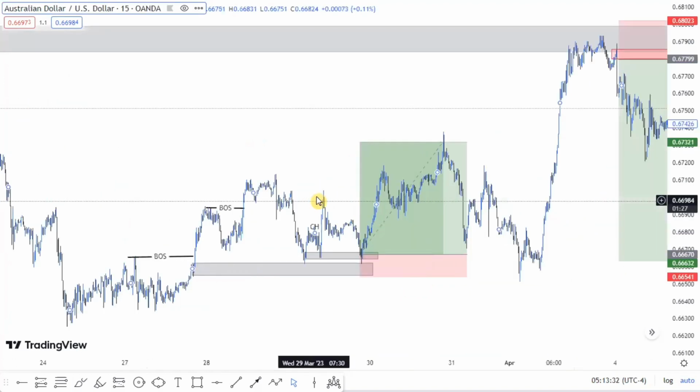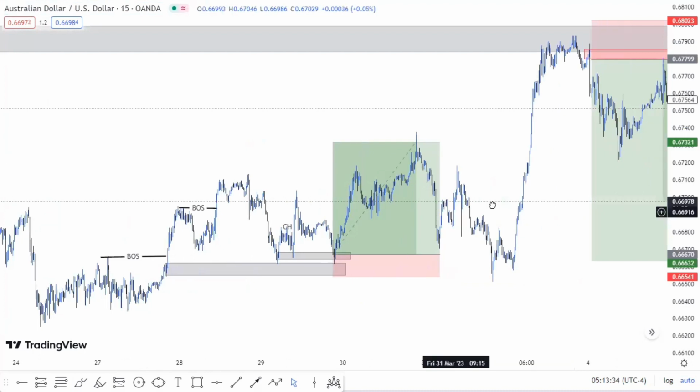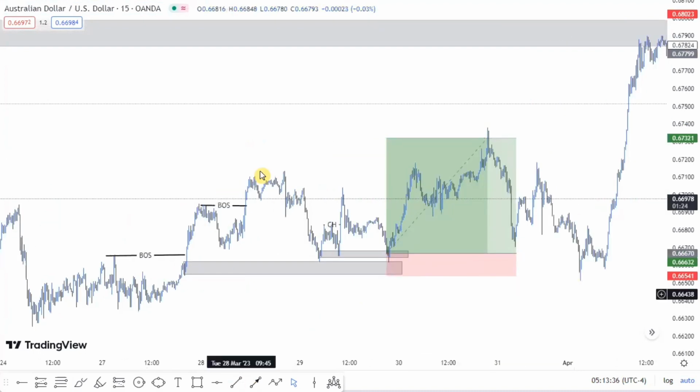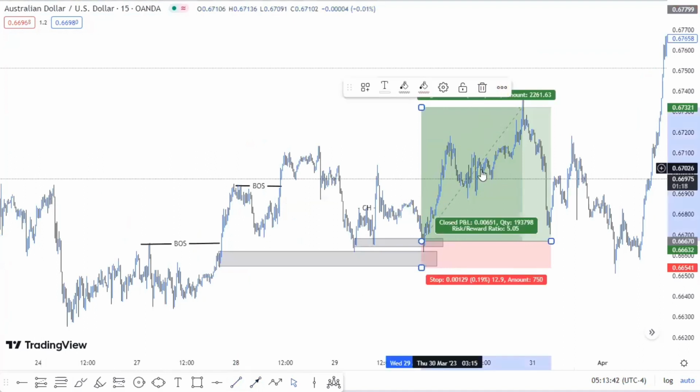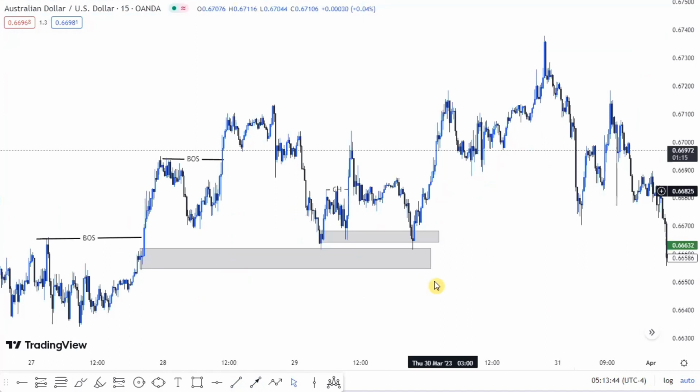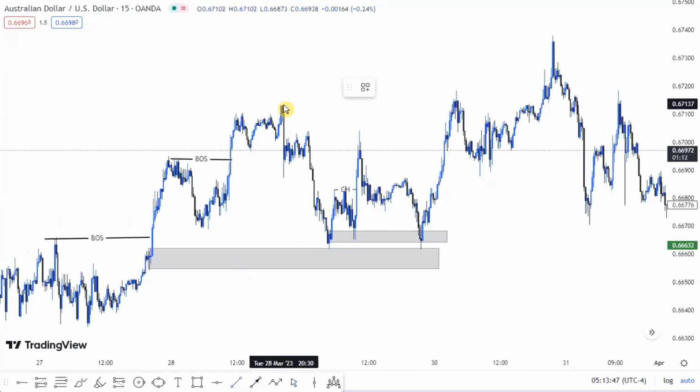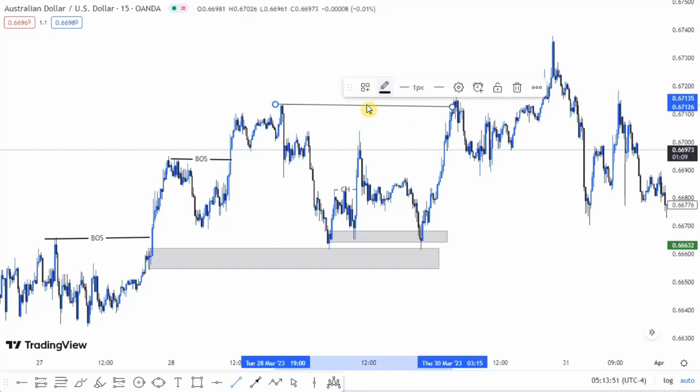Boom. All right, so again, as you can see, after the break of market structure, we have another break of market structure. Let me zoom in a little bit. I'm just going to go ahead and delete this for clarity's sake, so that we don't get confused. Okay, so we have our break of market structure here. We have our market structure break.